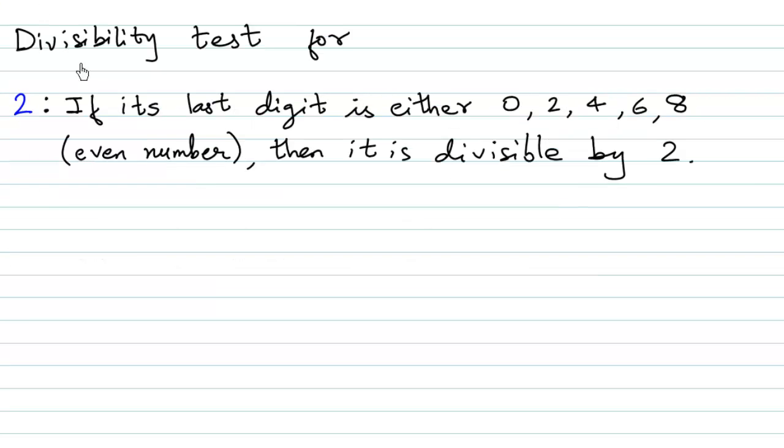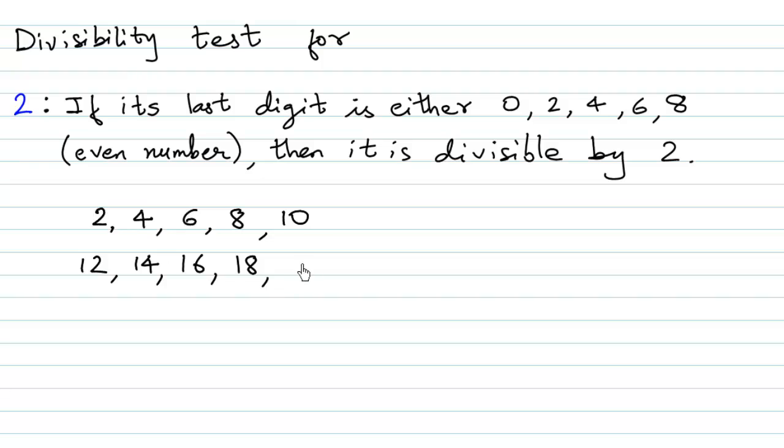So let's start with the first one, the divisibility test for 2. How do we come to know whether a number is divisible by 2 or not? Let's write down the table of 2. We know 2 ones are 2, 2 twos are 4, 2 threes are 6, 2 fours are 8, 2 fives are 10, 2 sixes are 12, 2 sevens are 14, 2 eights are 16, 2 nines are 18, 2 tens are 20, 2 elevens are 22, and so on.